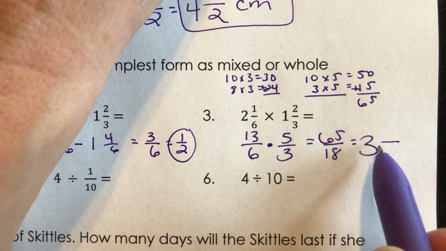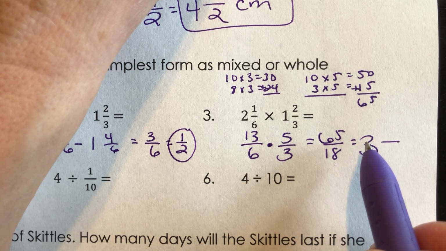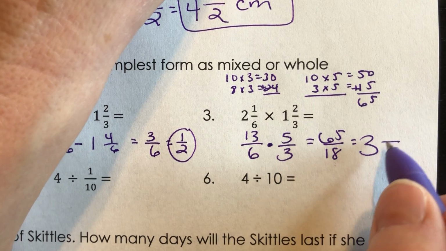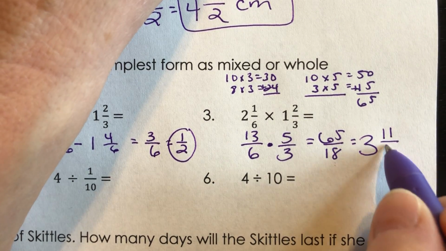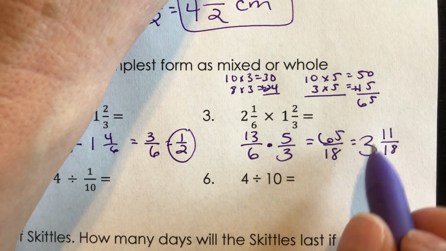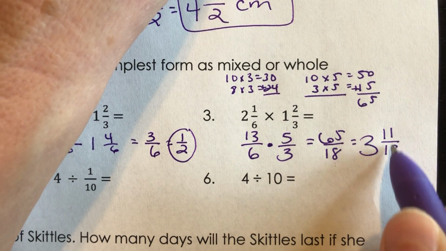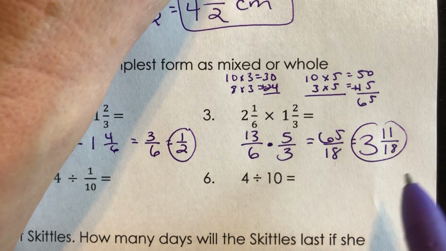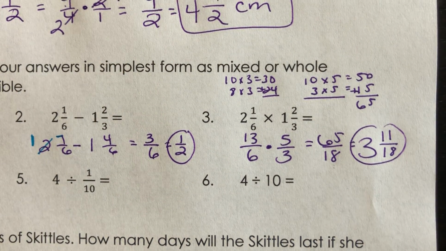Well, if I go 54, 64, that's 10, and 1 more, 65. So it's 11 away out of 18. And I know we chose right with a 3 because I didn't get something larger than my denominator for that. So 3 and 11 18ths is what you should have.